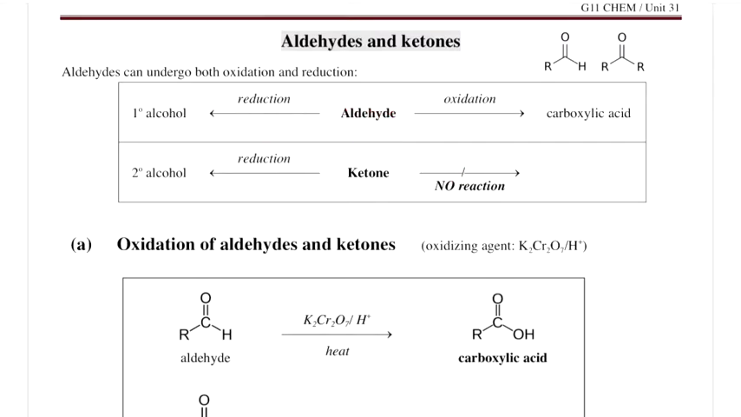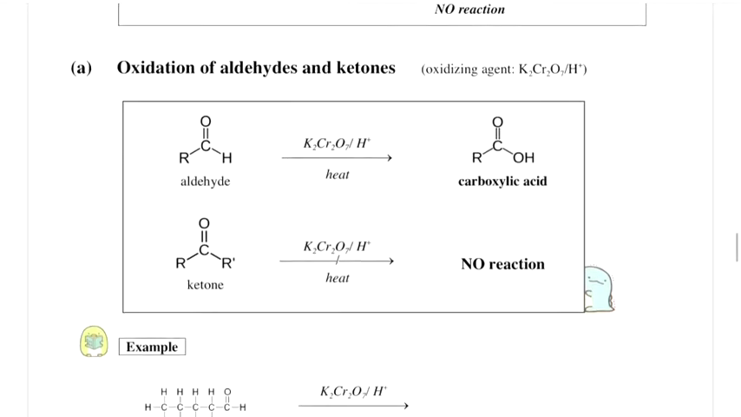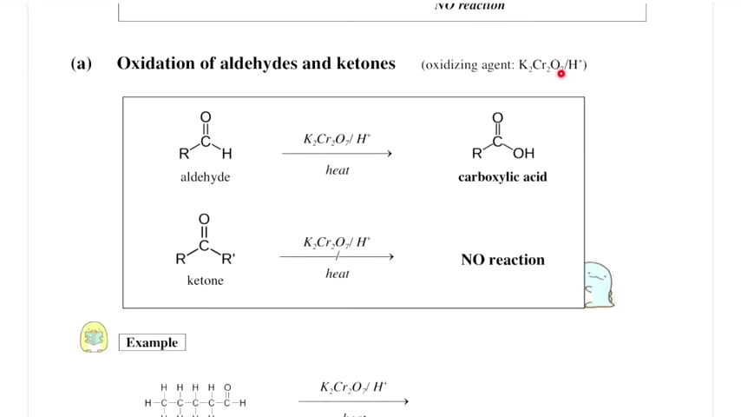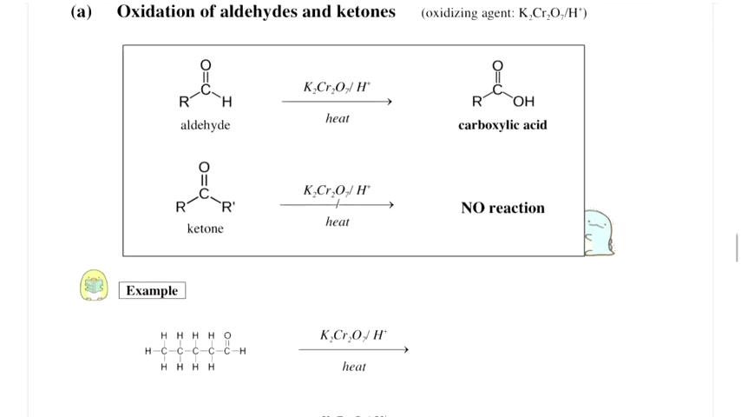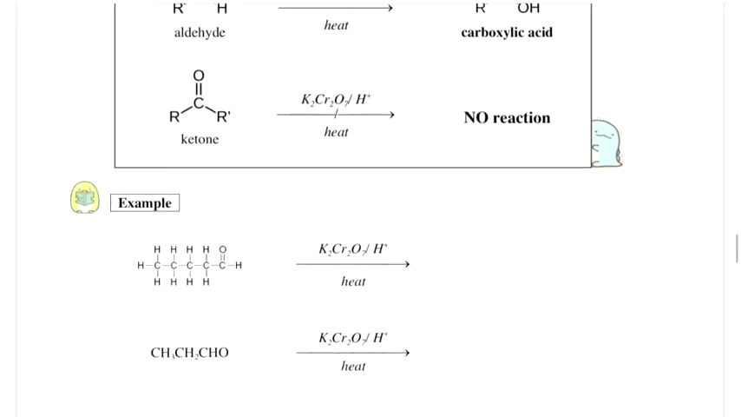If we have aldehyde or ketone, we can reduce it to form primary or secondary alcohol. Let's revise the first reaction, oxidation of aldehyde to form carboxylic acid. Remember here, the oxidizing agent we used is potassium dichromate, and together with acid, it's in acidic condition. And for this reaction, we need to heat it on a reflux to get the product, which is a carboxylic acid. Okay, so let's quickly go through the examples here.